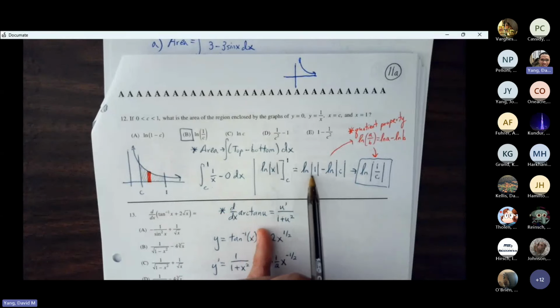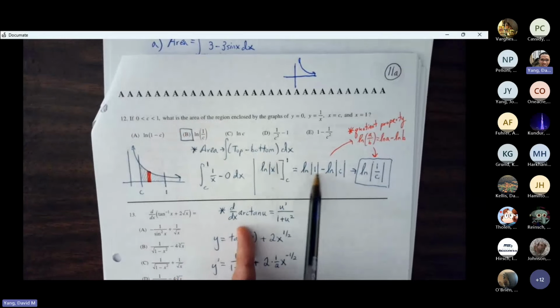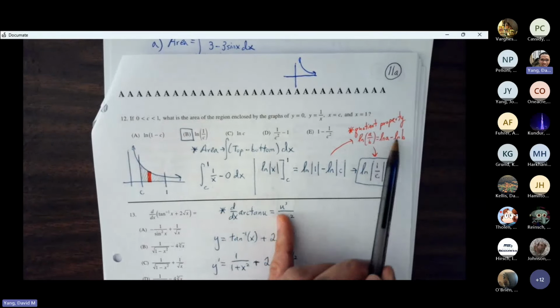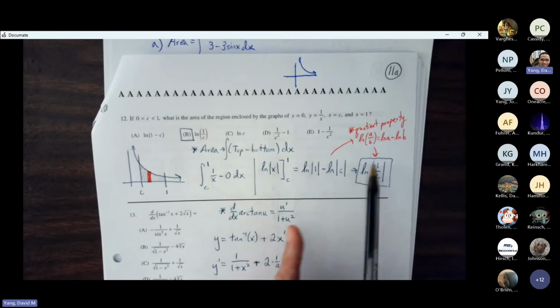Even though natural log of 1 is 0, we just want to use a log property to make it match the answer choice here. Natural log of a minus natural log of b can be condensed to natural log of a over b. So in this case, natural log of 1 over c.